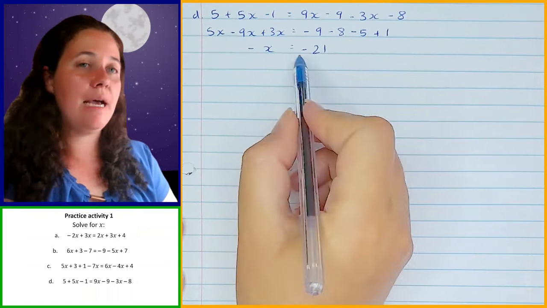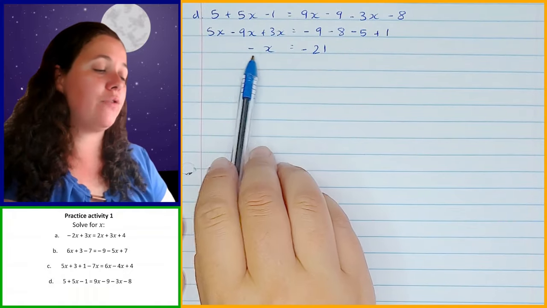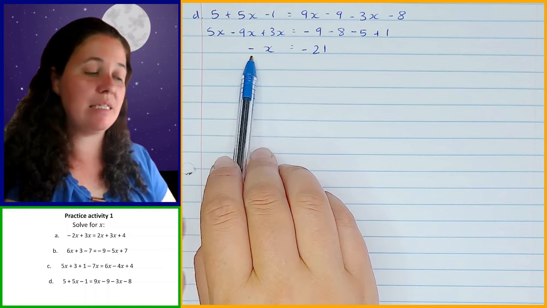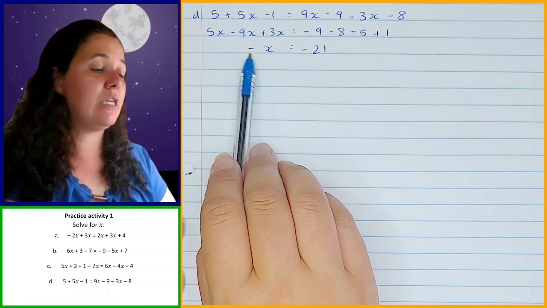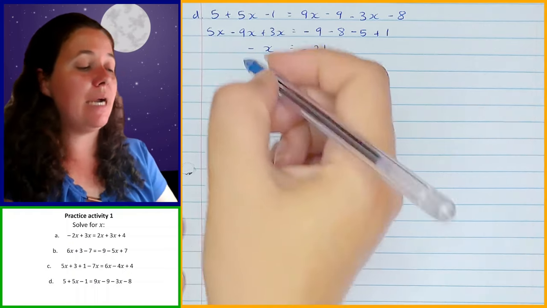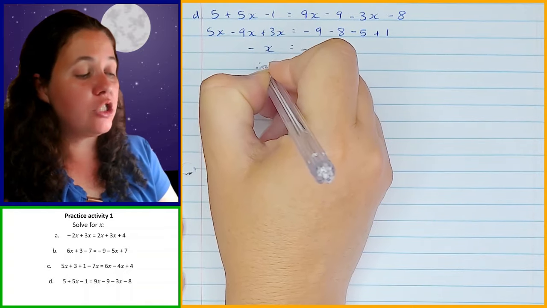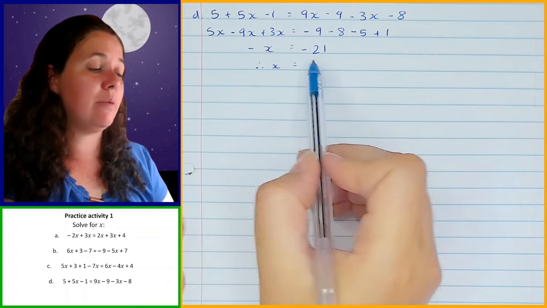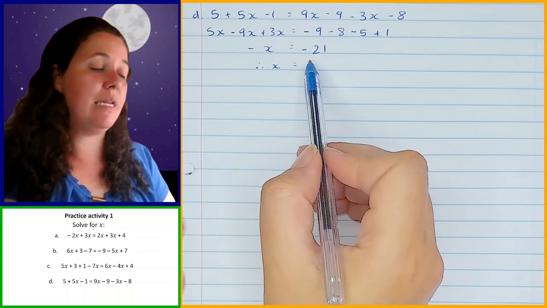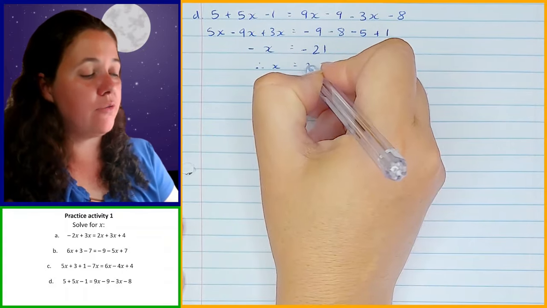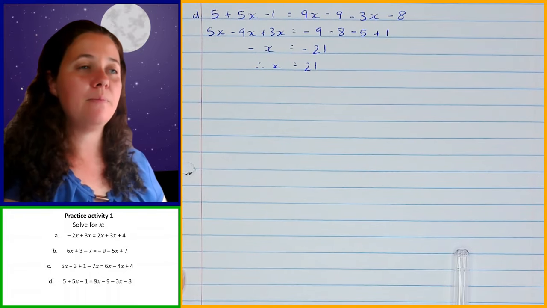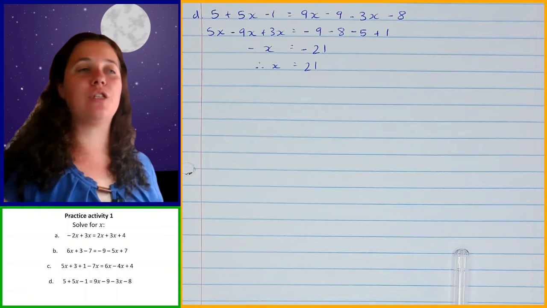Okay, so once you've got that, now we need to get rid of this negative over here. Okay, remember, I don't want to know what negative x is. I want to know what x is. So I'm going to get rid of the negative 1 by dividing by negative 1. But I don't need to show it. That's what I'm doing, but I don't need to show it. So if I have negative x equal to something, I'm going to divide both sides by negative 1. That gives me positive 21. So x is equal to positive 21. Okay, so that's how we use the short method.